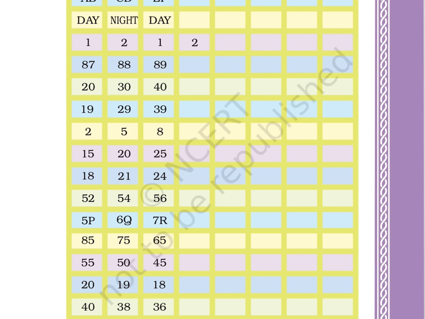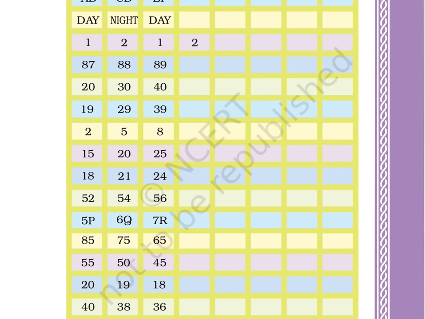Row 5. Box 1, number 87. Box 2, number 88. Box 3, number 89. Box 4, 5, 6, 7 and 8 are blank. Row 6. Box 1, number 20. Box 2, number 30. Box 3, number 40. Box 4, 5, 6, 7 and 8 are blank.